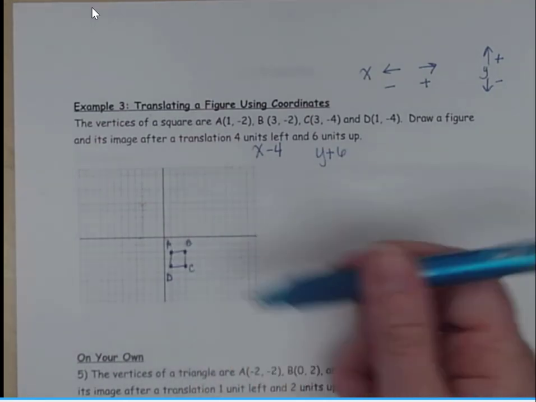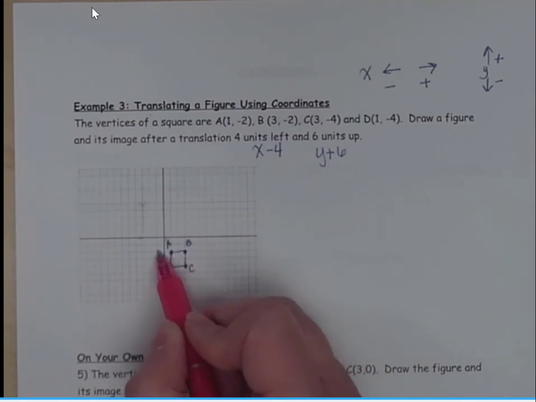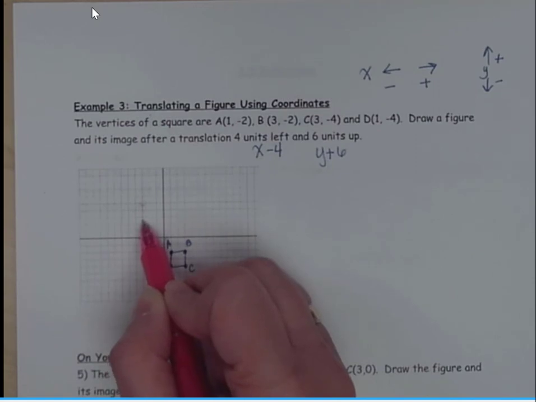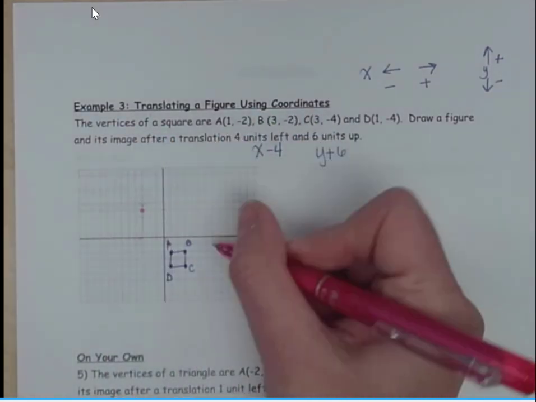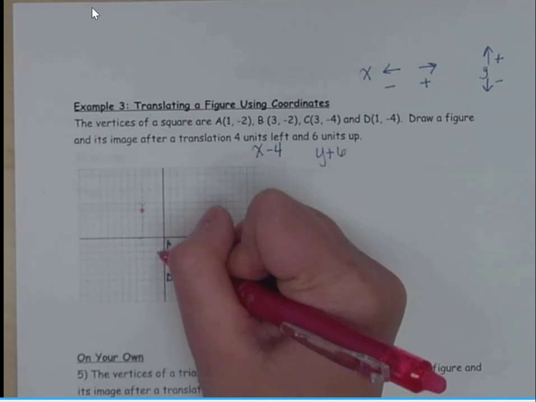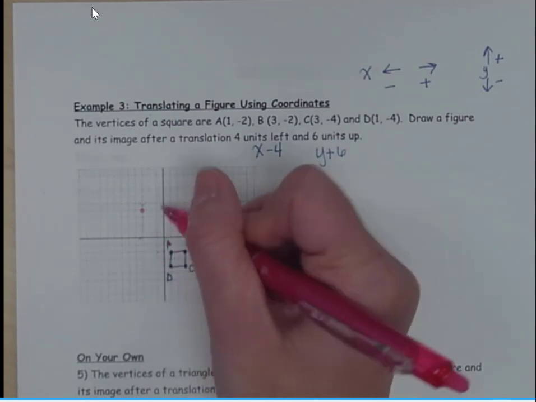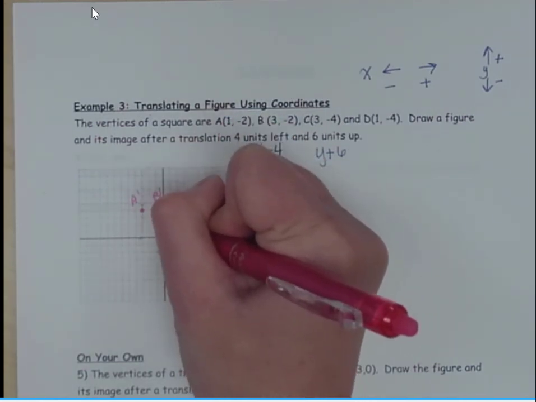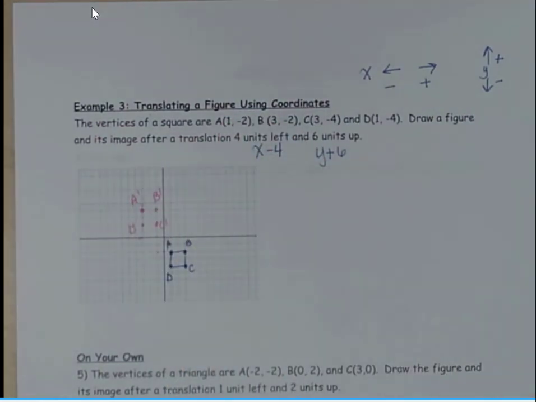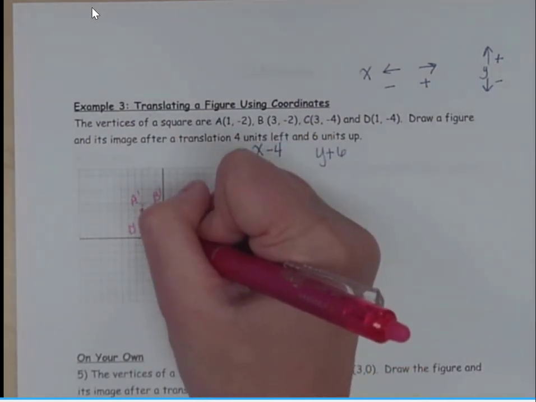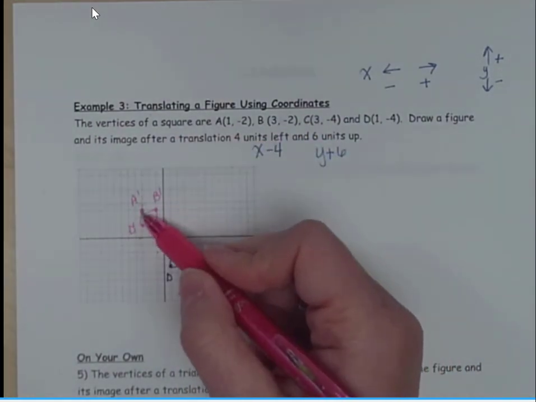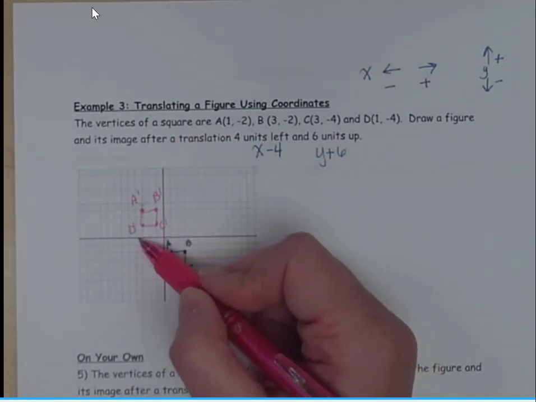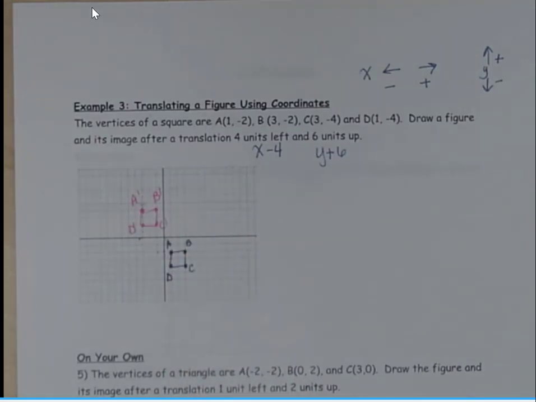Now, I want to go 4 left. So I have 1, 2, 3, 4, up 6. 1, 2, 3, 4, 5, 6. Same with B. 1, 2, 3, 4, 1, 2, 3, 4, 5, 6. So this is A prime, B prime, this would be C prime, and D prime. Now, if I look at what these points are, my new A prime is at, let's see, negative 1, negative 2, negative 3, up 1, 2, 3, 4.